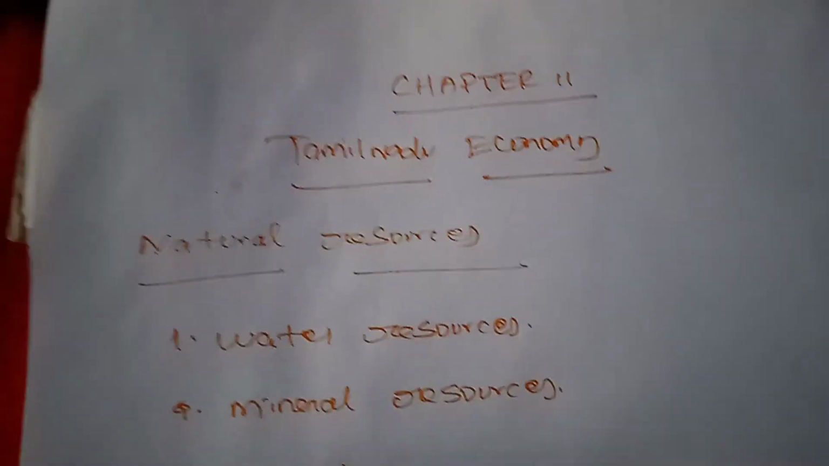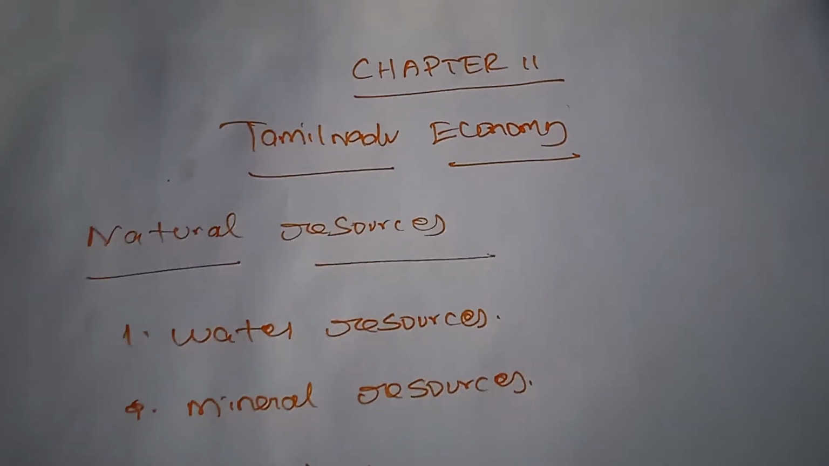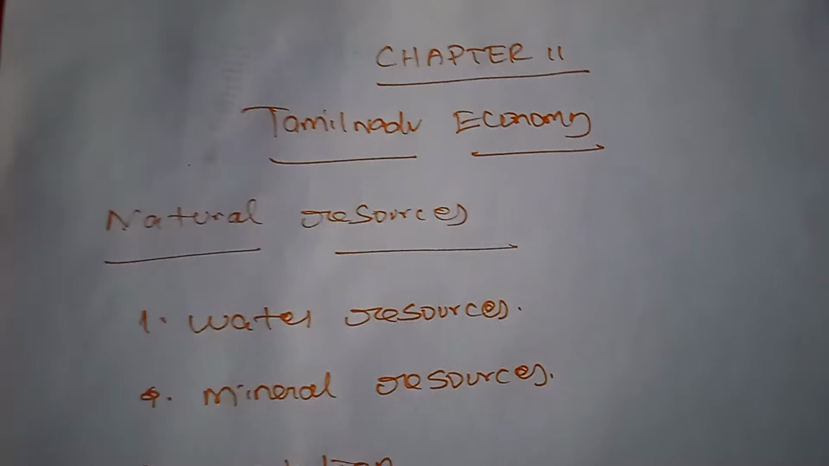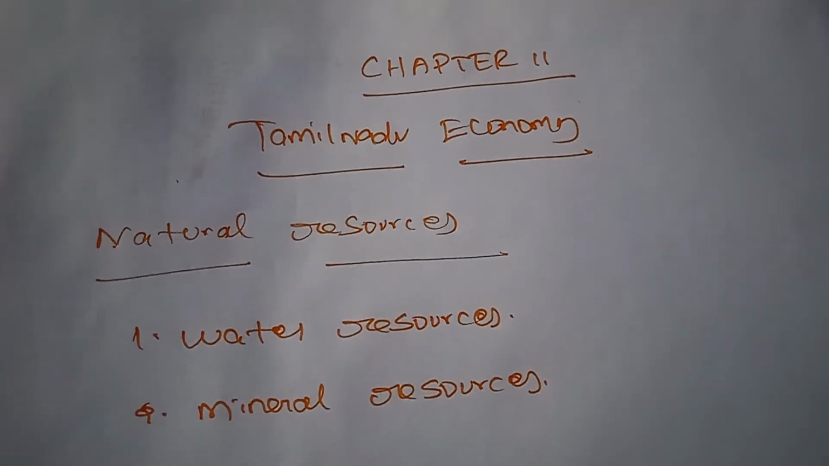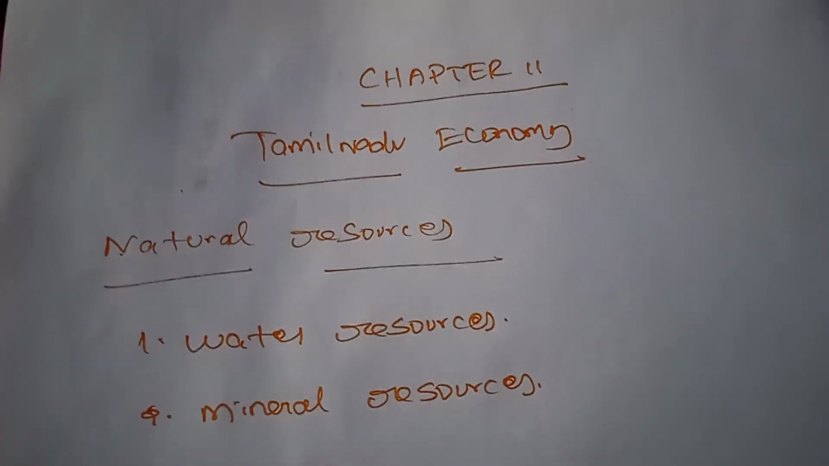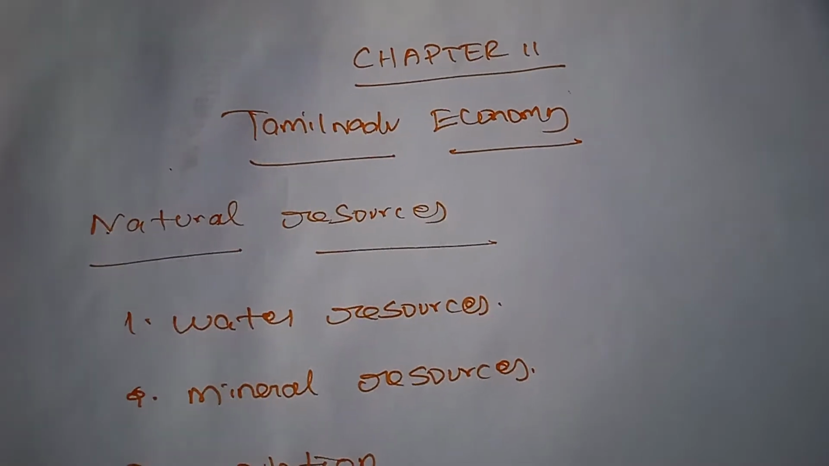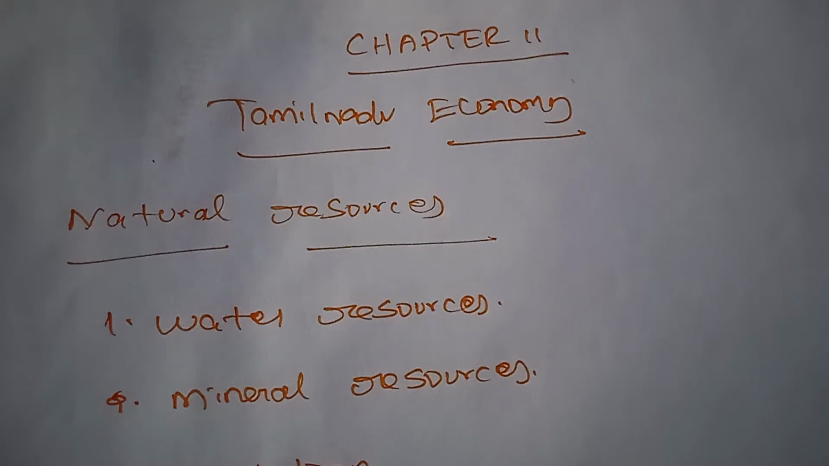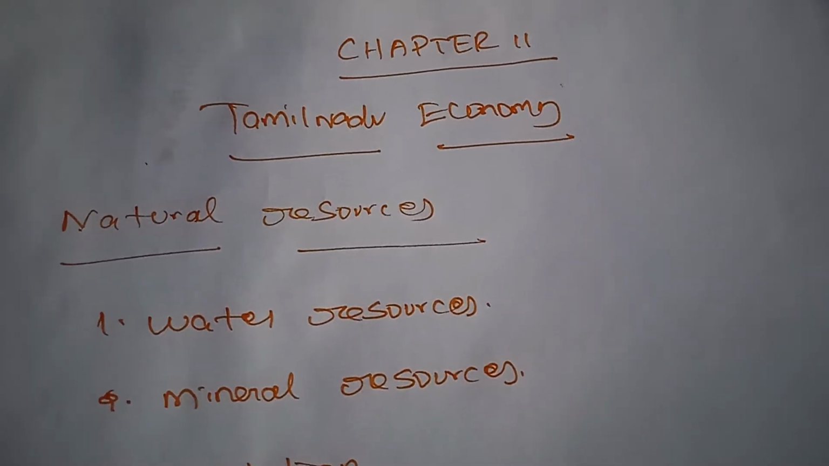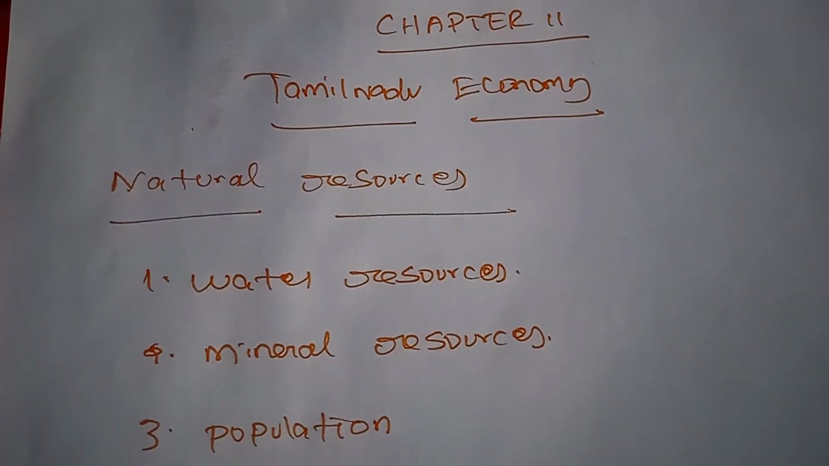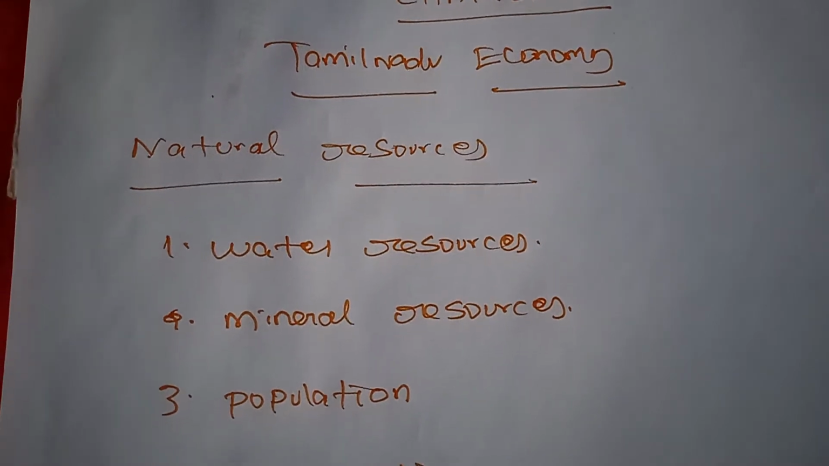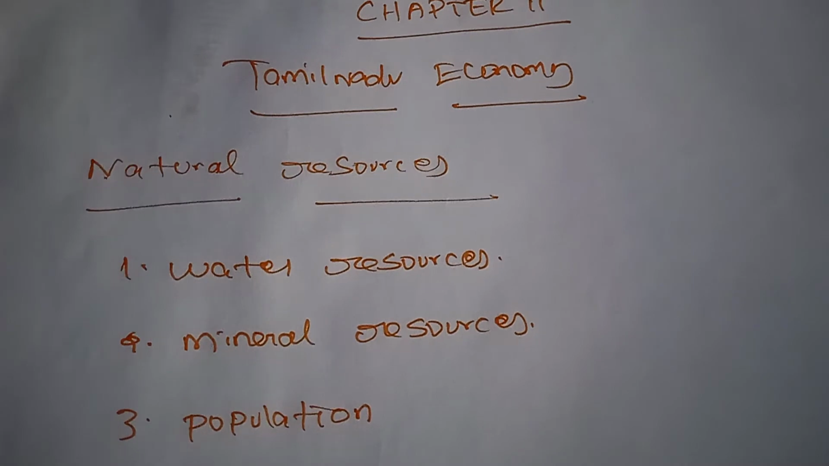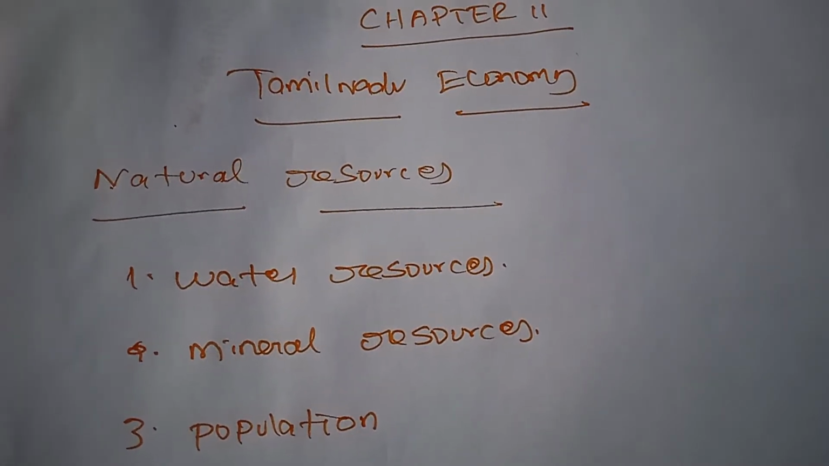And the next chapter, chapter 11, Tamil Nadu economy. Here there is not much to explain. Only some information is there about the Tamil Nadu economy. I will take some points and the remaining portions you can easily read and understand. The economic and social development of states in India is not uniform. There are wide regional disparities.